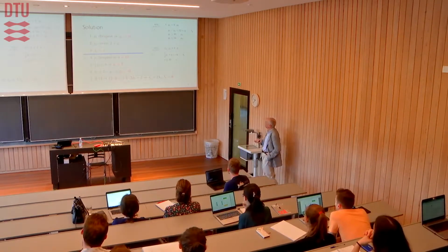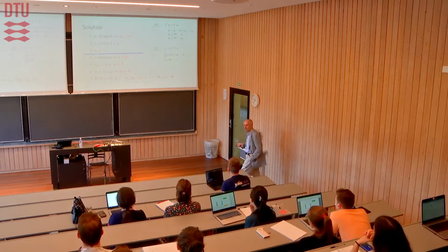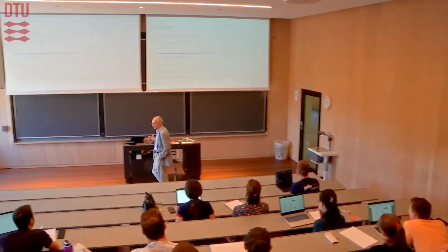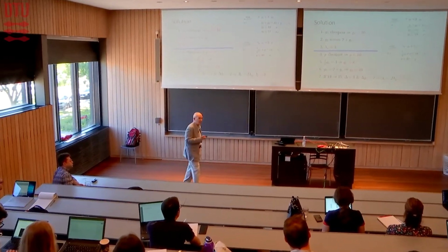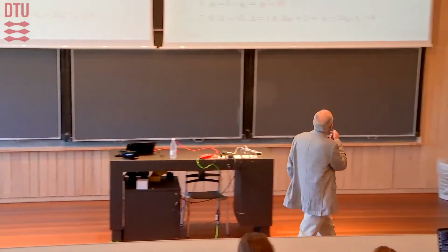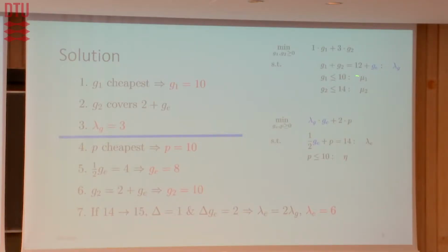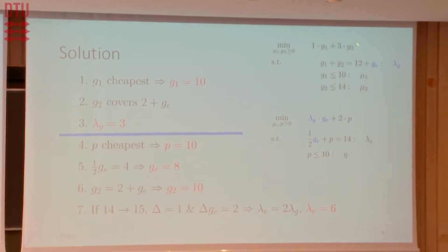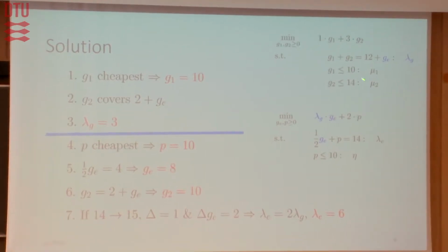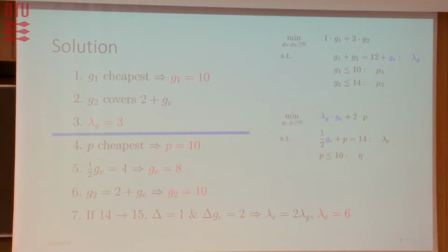Okay, so let's solve this problem cleverly, because all of you are clever, I know that. Let's solve this problem just by looking at it, and then we will see we can solve it in a more complicated way. So let's look at the gas problem. The cheapest one is G1, so I want to use G1 as much as I can. G1 is upper bounded by 10, so G1 is going to be 10 at the maximum. And then the rest of the gas, which is 12 minus 10, is 2 plus GE. 2 plus GE has to be covered by G2. We assume that the problem is feasible, so we have enough gas to supply everything that we need.